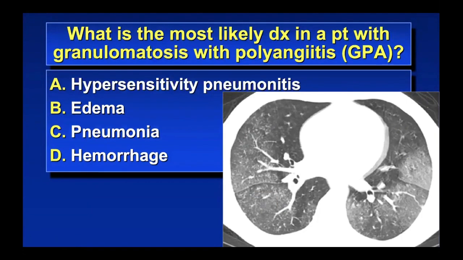So what's the most likely diagnosis? This patient has a history of granulomatosis with polyangiitis, or GPA, formerly known as Wegener's granulomatosis. That term is disfavored now. We now call it GPA. So what's the most likely diagnosis in this patient?